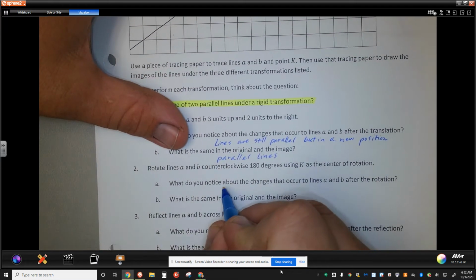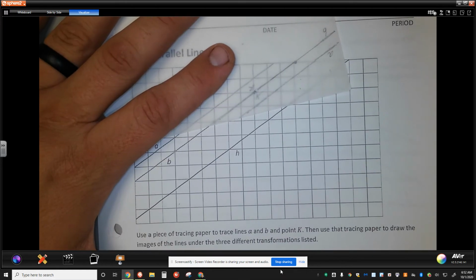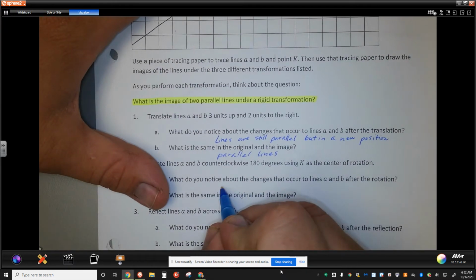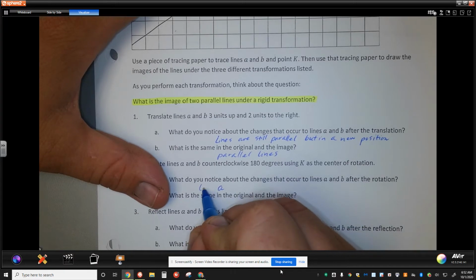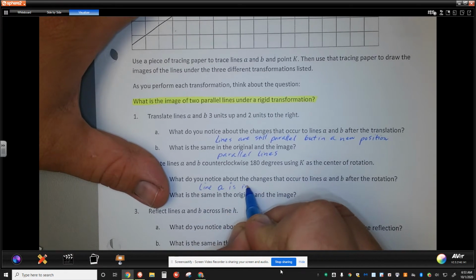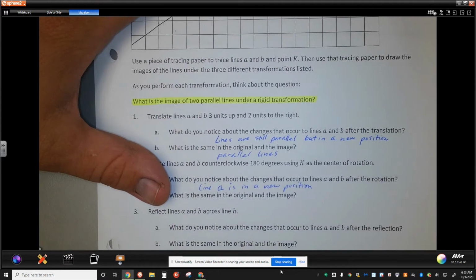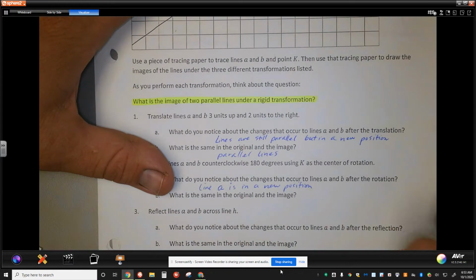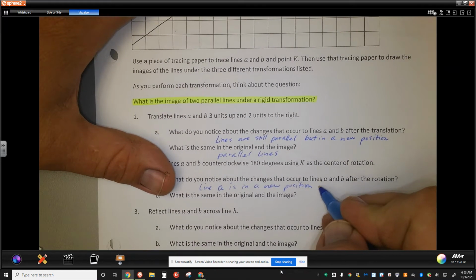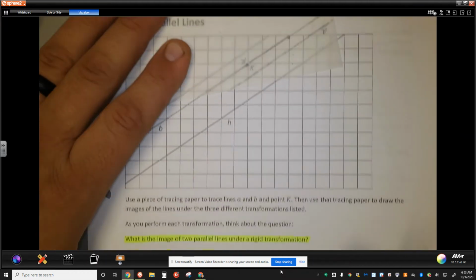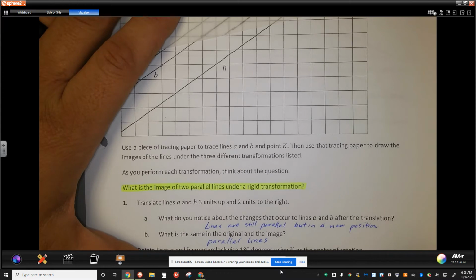Well, it looks like lines A and B just turned around, right? Line B is still the same, but line A is in a different position. Changes that occur to lines A and B after the rotation: well, we see that line A is in a new position. That's about the only change that really happened. And A and B look backwards, I guess. It's kind of how I see it. Line A is now below line B.